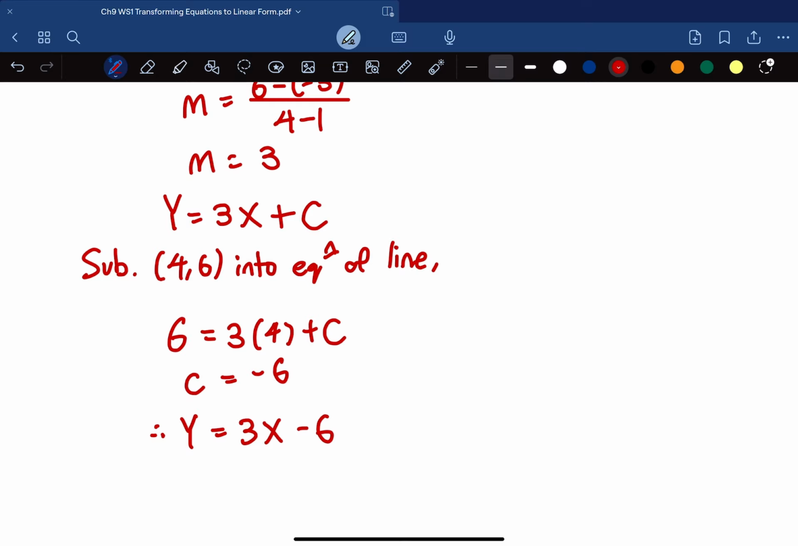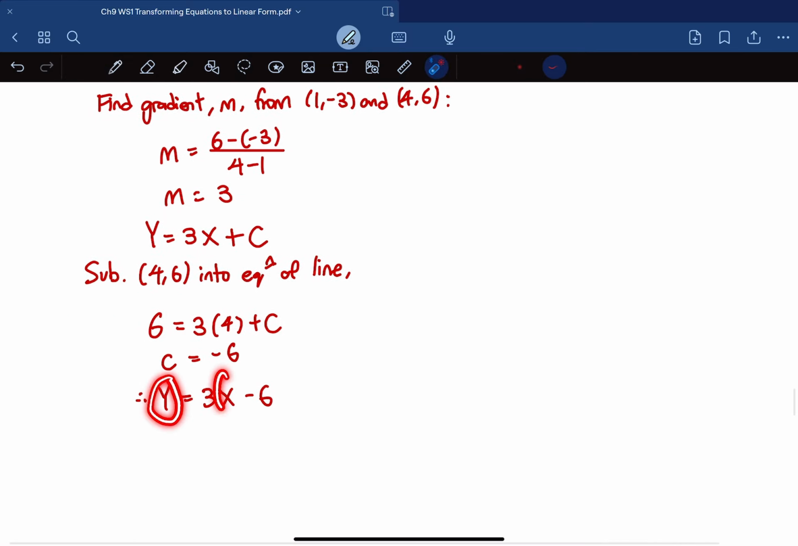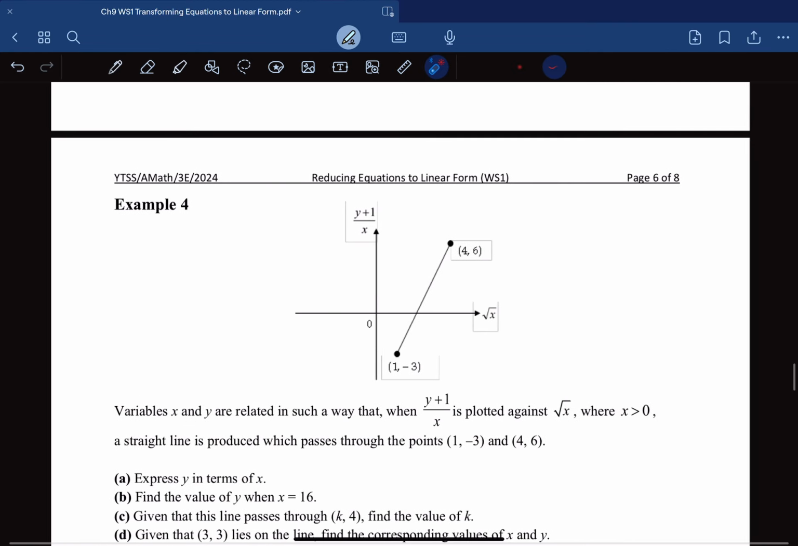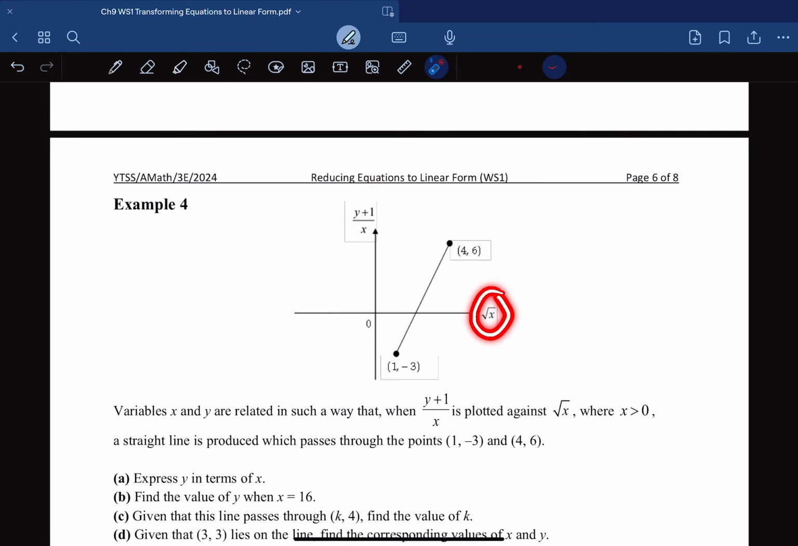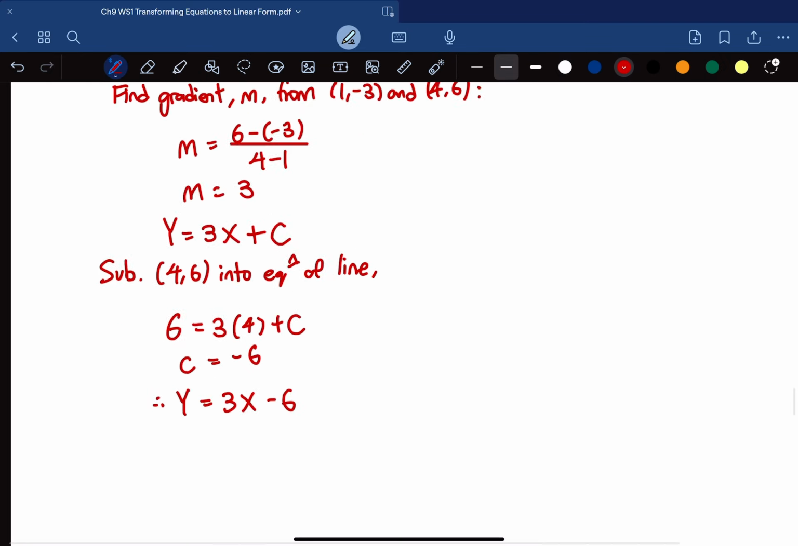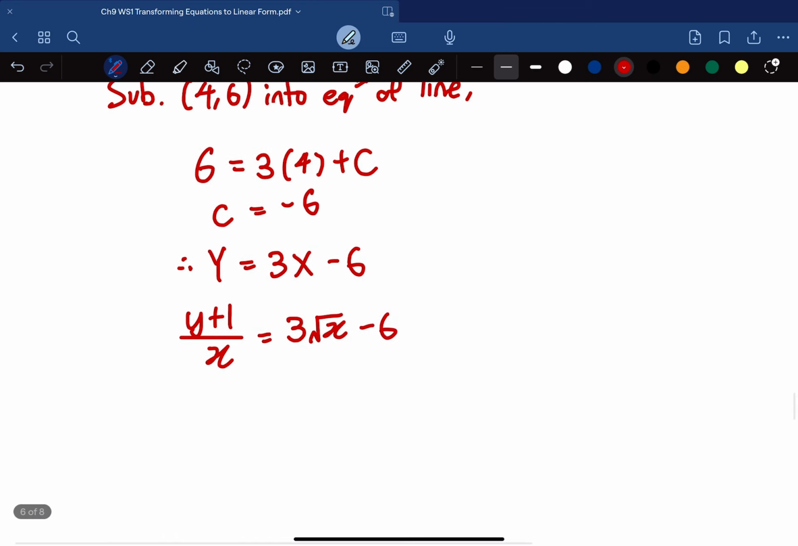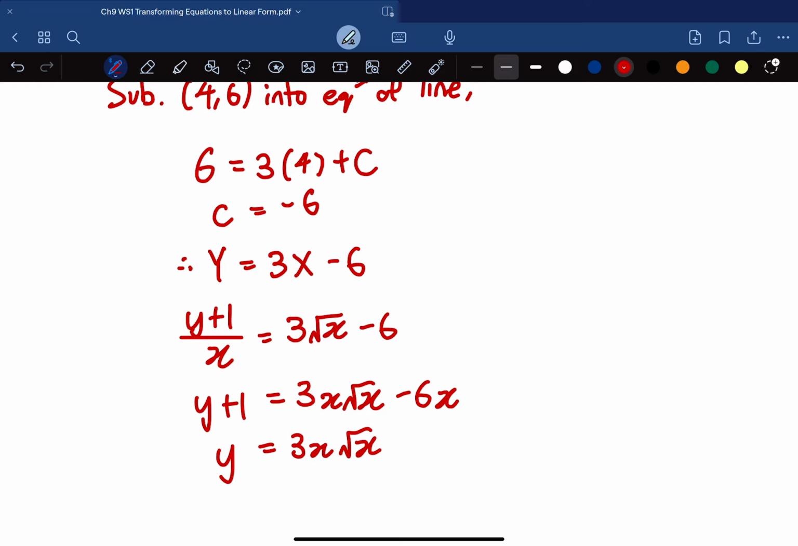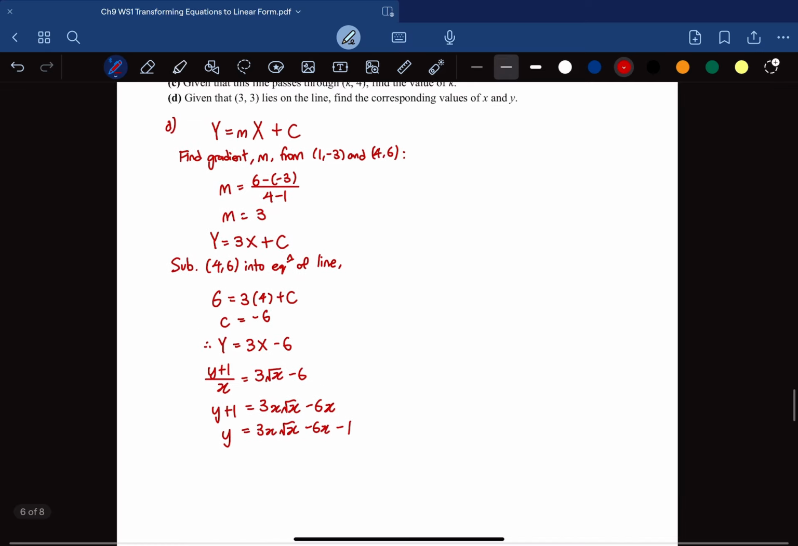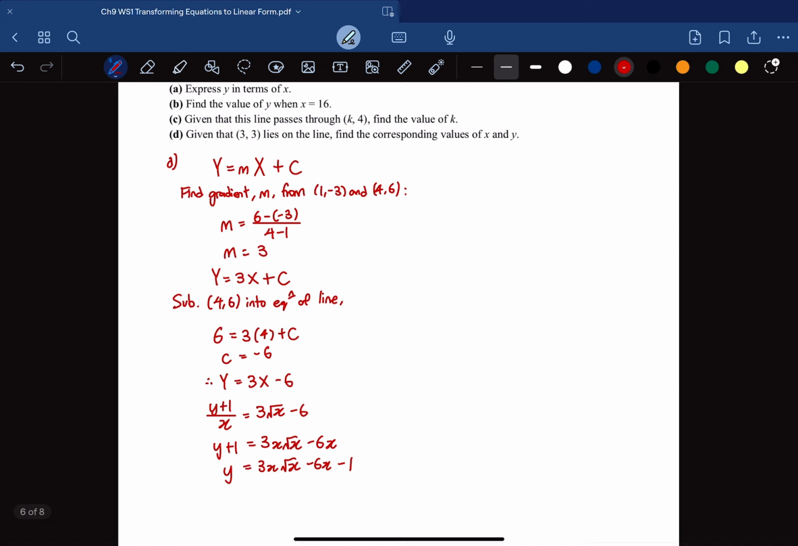But note that in this graph, this capital Y and capital X is actually this form. Capital Y is this y-axis here, and this is your x-axis. So if I replace this, this will become y plus 1 over x equals 3 root x minus 6. So from here, if I cross multiply to get rid of the fraction, y plus 1 equals 3x root x minus 6x. Therefore, y equals 3x root x minus 6x minus 1. And this is for part 1. I've expressed y in terms of x.